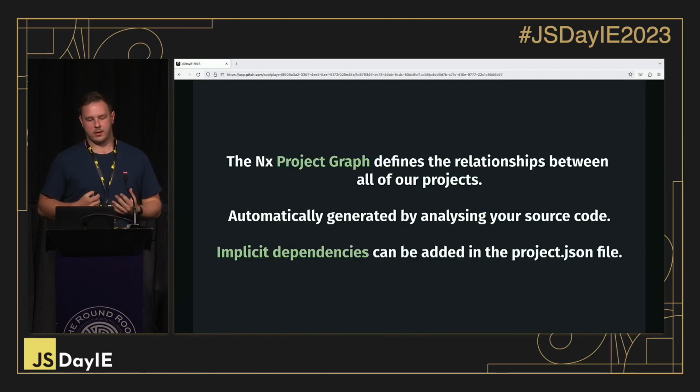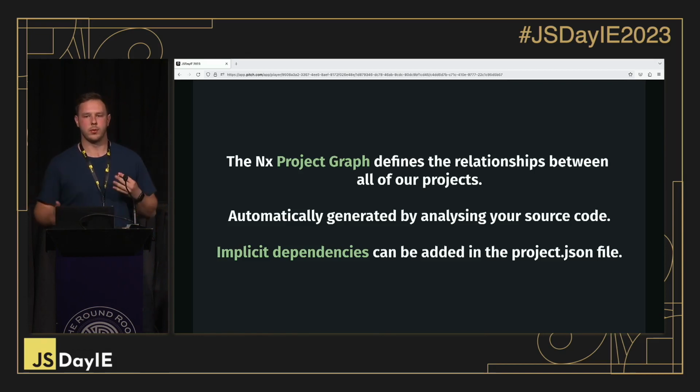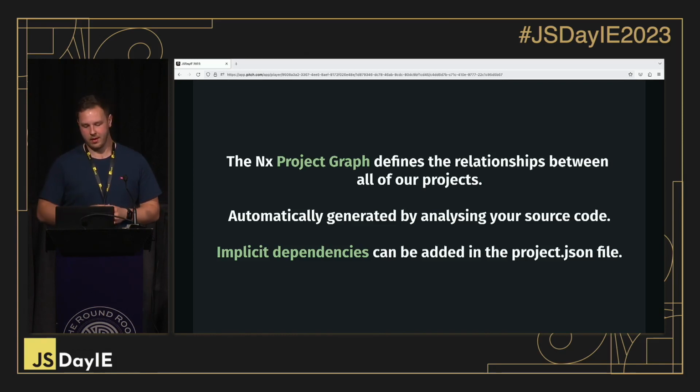So let's take a look next at the NX project graph. This is a super useful thing in NX that allows you to visualize the relationships between all of our projects. As you can imagine, in a large organization, you might have hundreds or even thousands of projects in your workspace, and so understanding how they all relate to each other can be quite difficult. The NX project graph is automatically generated by NX. It will analyze your source code, look at all of your imports and all your dependencies, and figure out what depends on what, and therefore which changes to which projects can affect other projects.